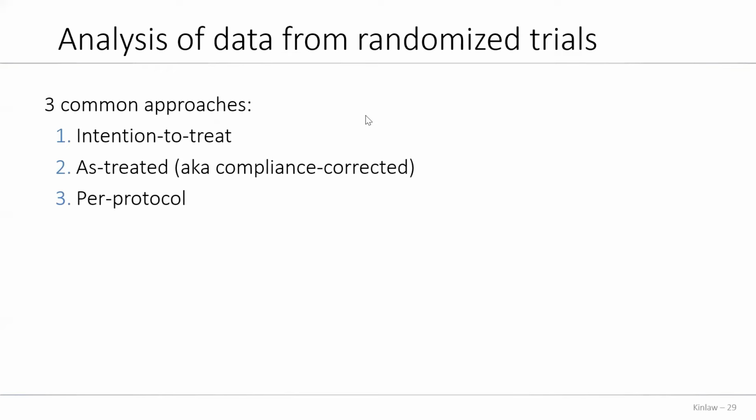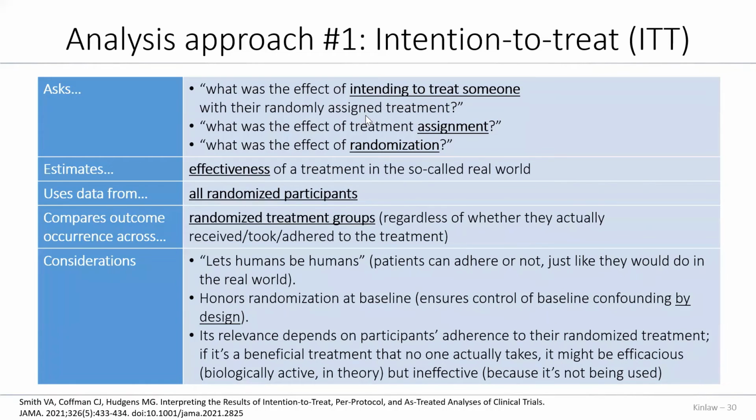So here we're going to focus on analysis of data from randomized trials. There are 3 common approaches that you need to be aware of for when you're reading the literature. The first is called intention to treat, the second is as treated, and the third is per protocol. For each of these analysis strategies, we've provided a table that provides a parallel summary of what the research questions that are being asked are, what exactly the effect is that each of these is estimating, what data they're using to answer those questions, and what the comparisons are that are being made, as well as some additional considerations.